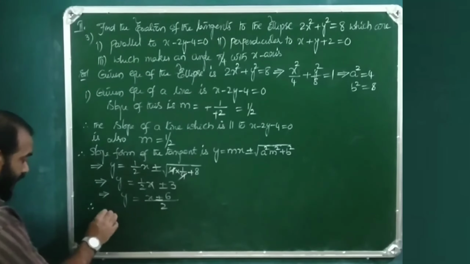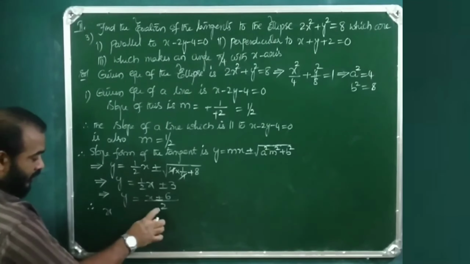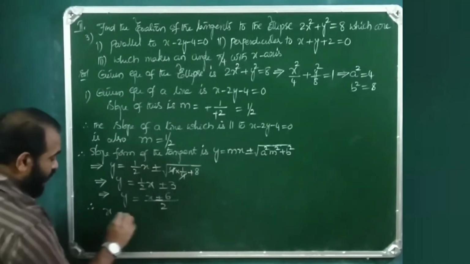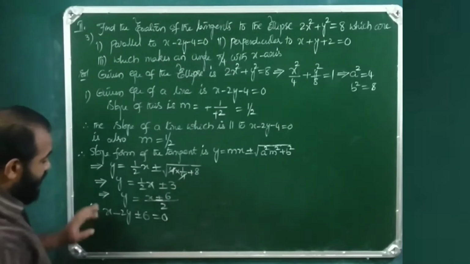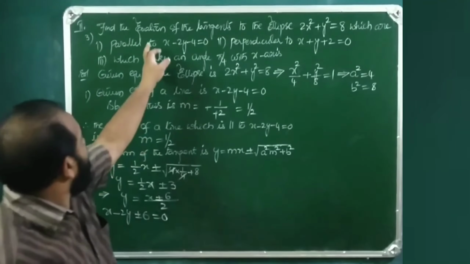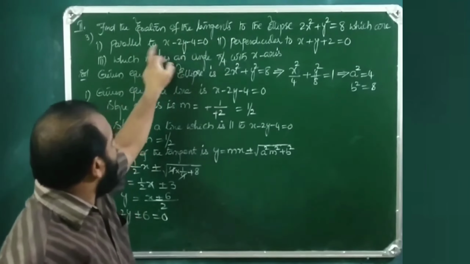Therefore, if you take 2y to the other side, x minus 2y plus or minus 6 equals 0 is the equation of the tangent parallel to this.